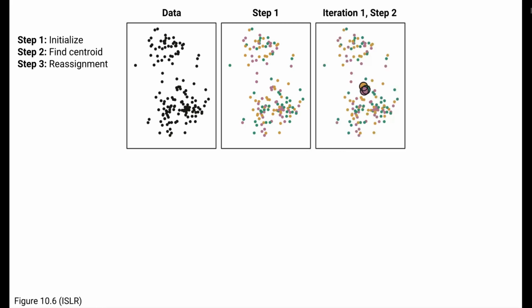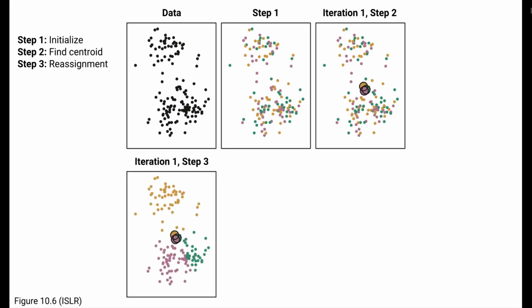So in iteration 1 of steps 2 and 3 combined, step 2 is about finding cluster centroids. So for all of the cases in the green cluster, the orange cluster, and the pink cluster, we find the cluster centroid by finding the average x1 value and the average x2 value for the green, orange, and pink clusters.